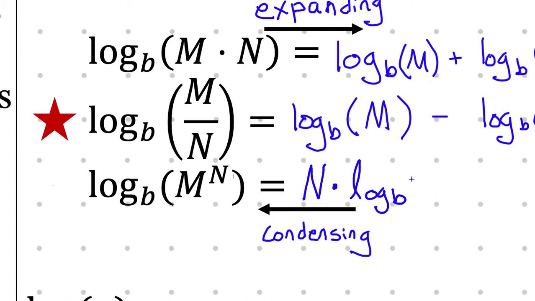So log base b. I don't know why I'm writing my logarithms so weirdly. Log base b of capital M. Again, all that means is that you can interchange wherever that n is. I can have that n to the power of inside the logarithm, but since this logarithm is a power, I can multiply by n.